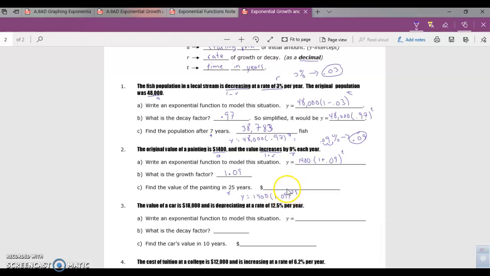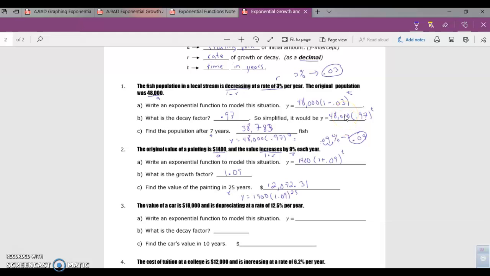And we end up with $12,072.31. There you go. So over 25 years, it's gained quite a bit of value, considering it originally was 1,400. Okay, so that's awesome. That's a good investment right there.